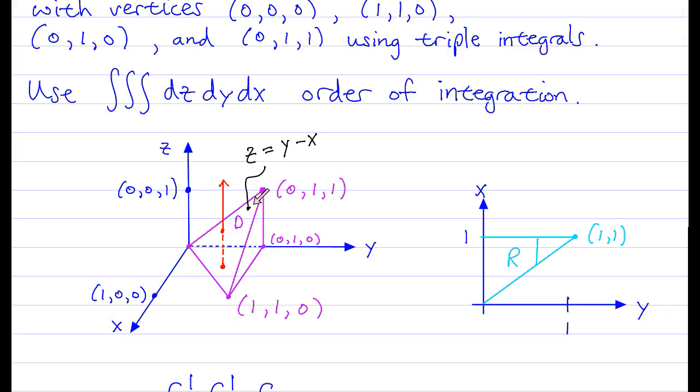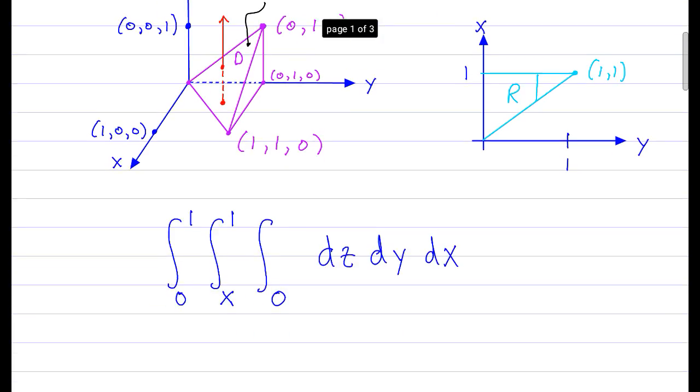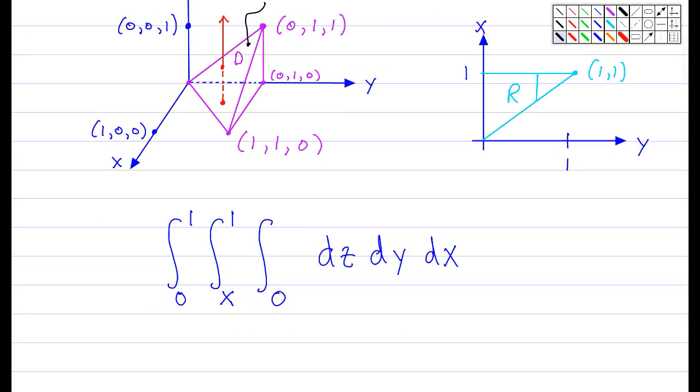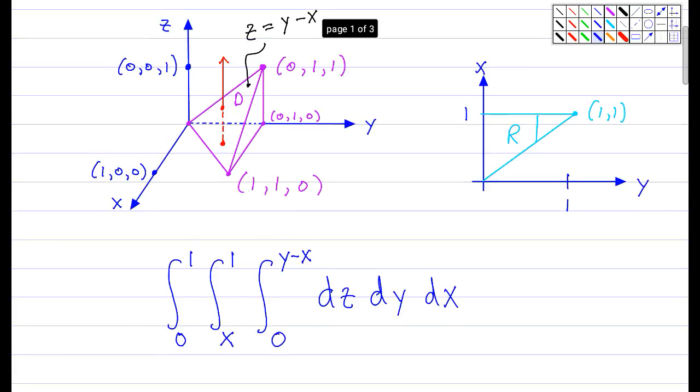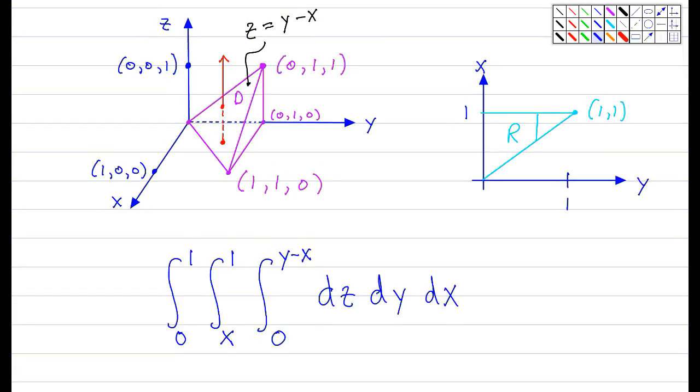That's the equation of this plane right there. The surface is given by this equation, and lo and behold, that gives us the upper bound for z. It's going to be y minus x. That's it. All that work was to set up this integral. And as you do more of these, you'll get much faster at doing it.